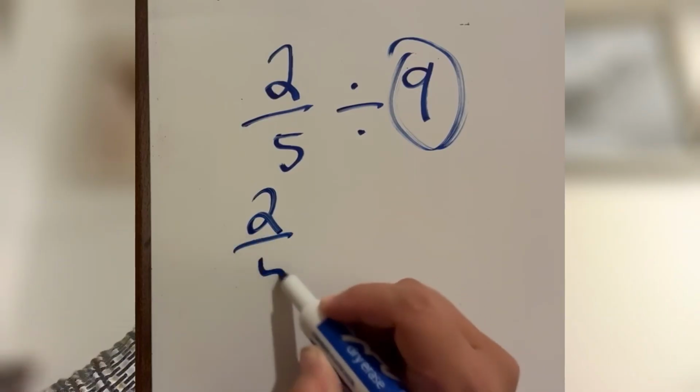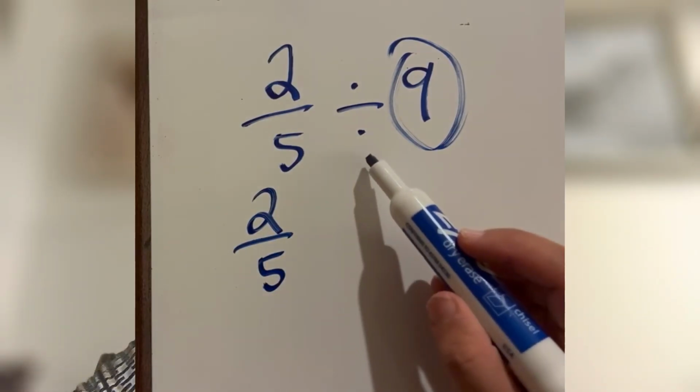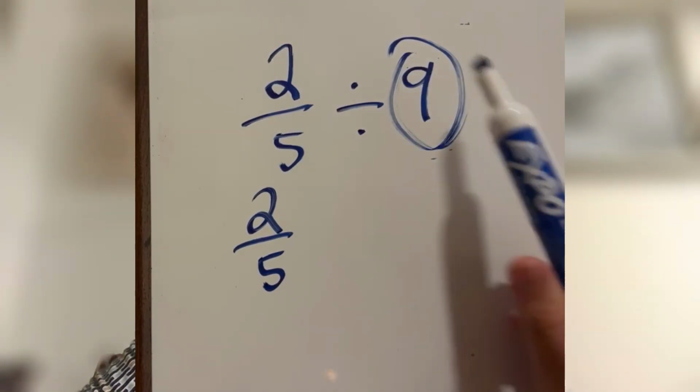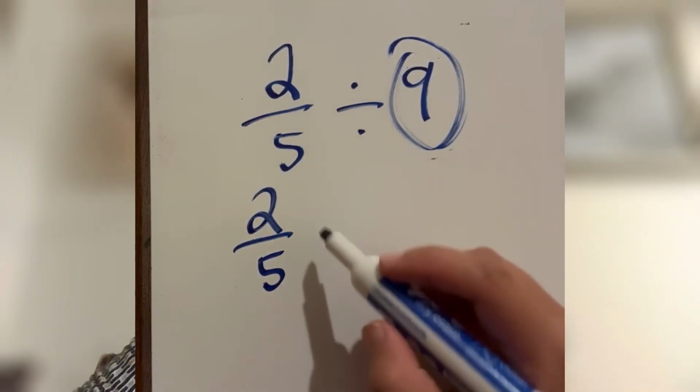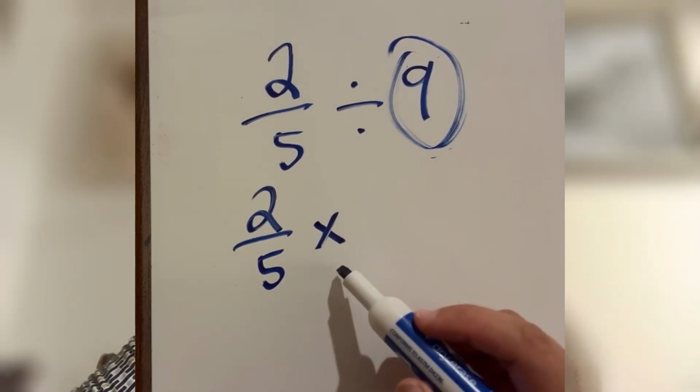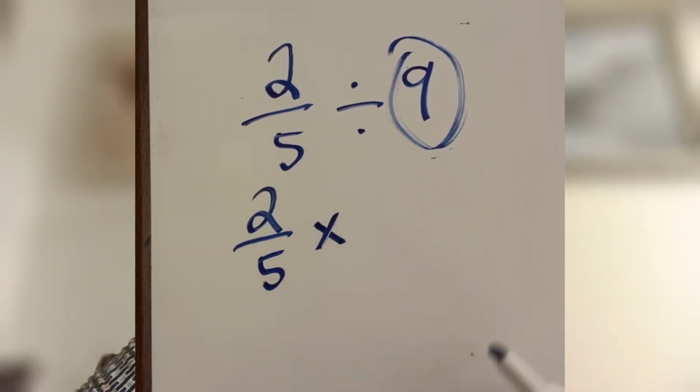So what we're going to do is we're going to rewrite this. So we have 2/5. Now with division, we're going to flip or inverse our second number. So we're going to put a multiplication sign. So when we inverse our second number, we can make this a multiplication problem. So again, we have 2/5 times.